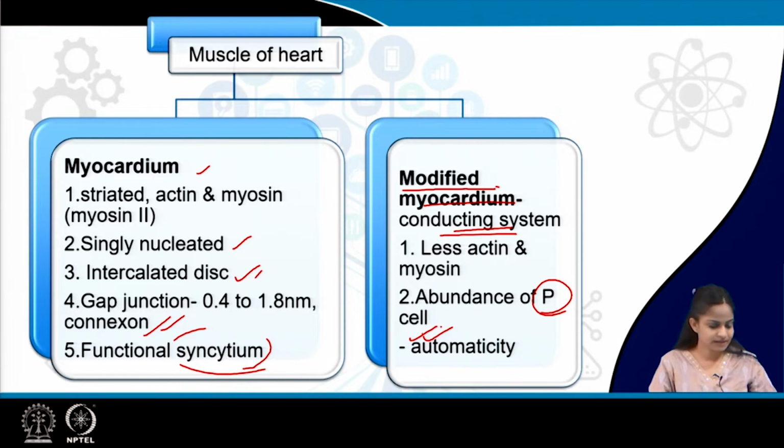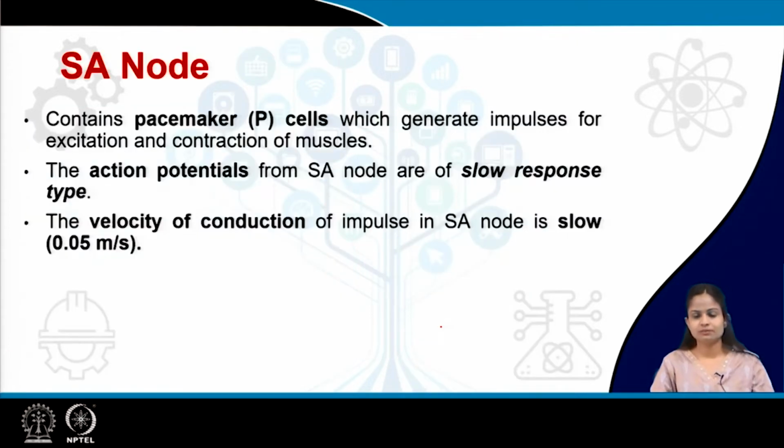The normal myocardium includes the atrial and the ventricular myocardial fibers. The modified myocardium is present in the internodal pathways, the nodal tissues, the bundle of His and the Purkinje fibers. So, first we will talk about the SA node or the sinoatrial node. The sinoatrial node is the primary or the main pacemaker tissue of the heart.